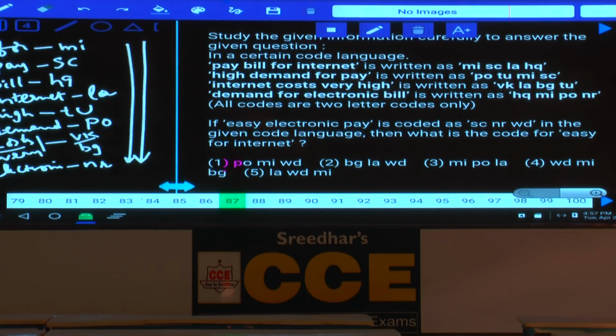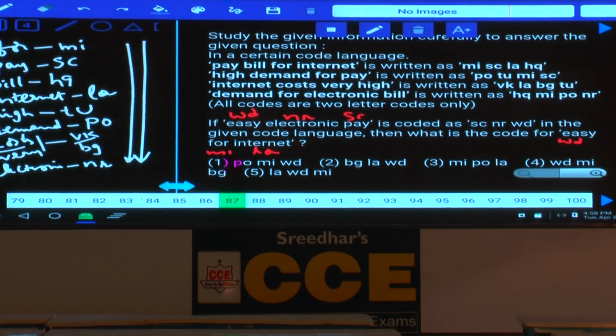And next one, 87. EG electronic pay is coded as SCNRWD. NR stands for what? NR stands for electronic, and pay is SC, and EG. What is the code to this word EG then? WD. WD is the code to the word EG. Now we could derive the code to the word EG. Then in the given code language, what is the code for EG for internet? EG is WD, isn't it? And for is what? For is MI, and the code to the word internet is LA.